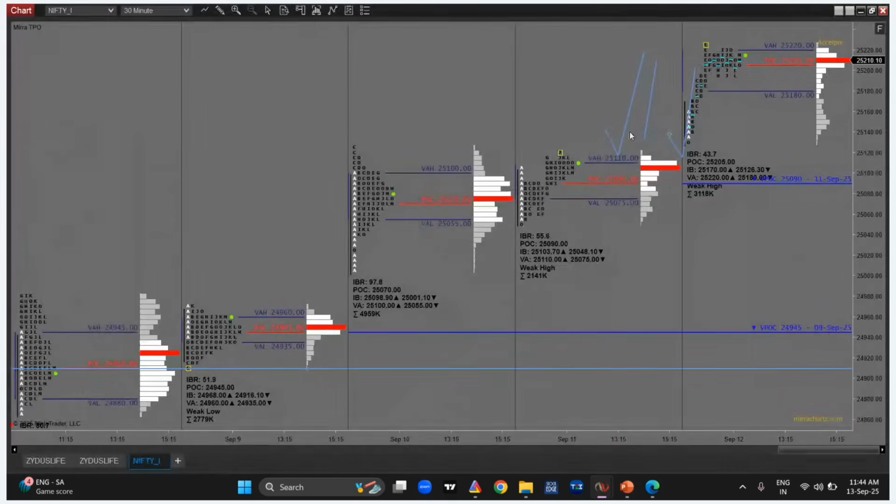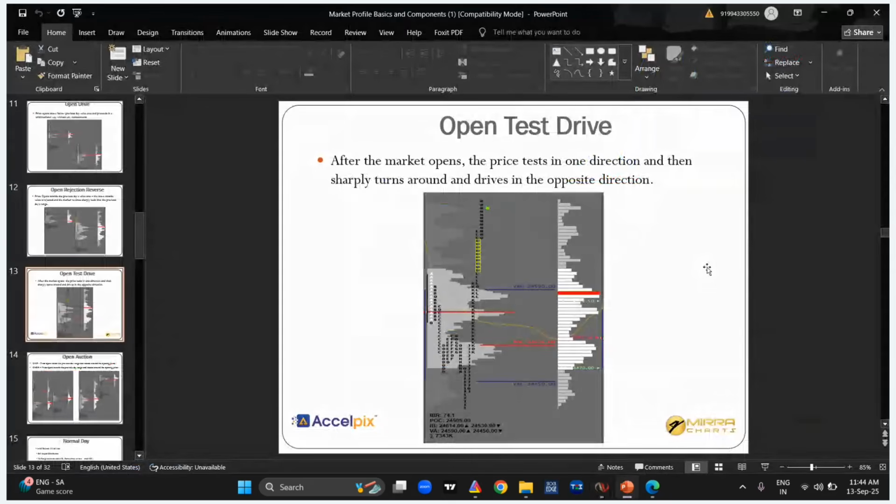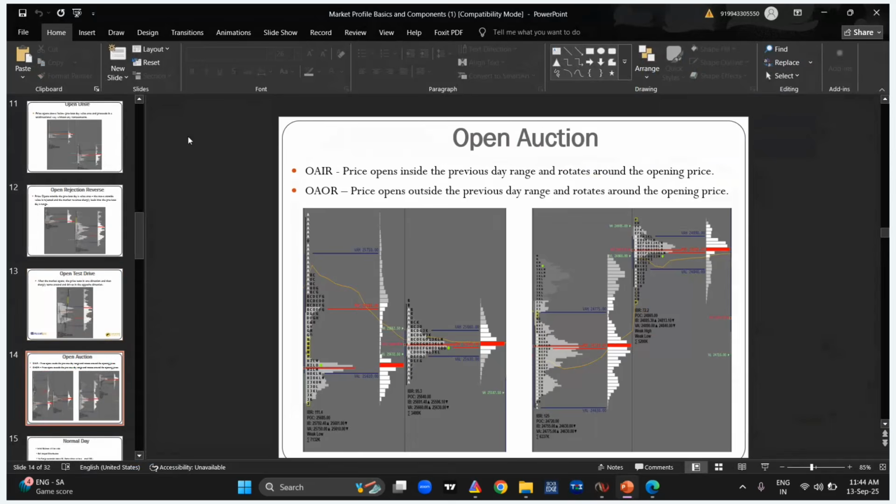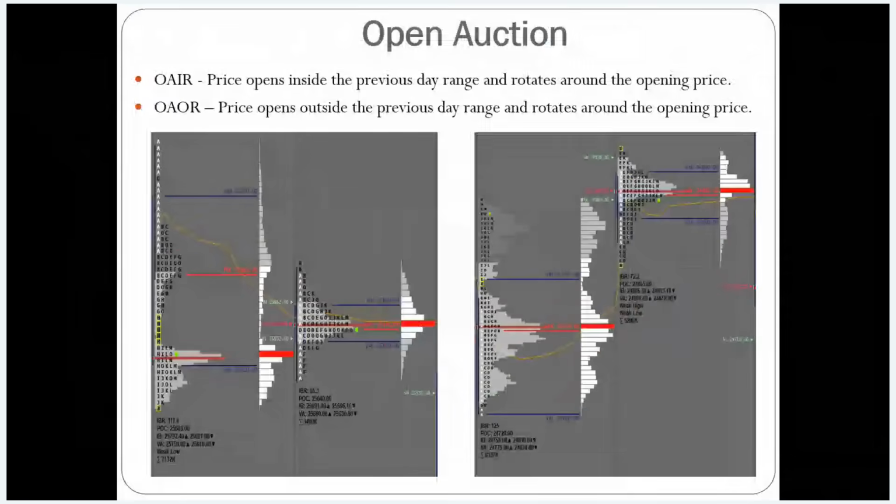So open drive and open test drive are high conviction, where for that day, most of the time momentum is going to be there. Okay. So these two open types you first understand. Then there is open auction. This is what open auction does.